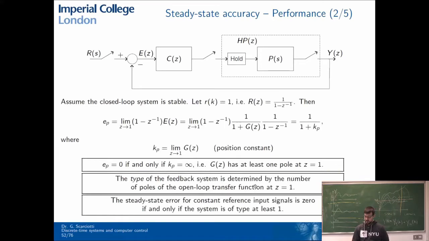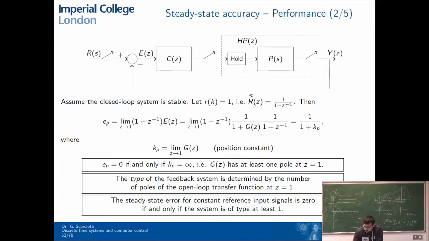The first reference that we consider is the unit step. So we consider as a reference a unit step, and we want to see under which condition the response of the system will achieve steady-state accuracy for this reference. So let's look at this analysis. Here we have that r of k is equal to 1, so this is our sequence, and we can compute the Z transform of this, and we obtain this value here.